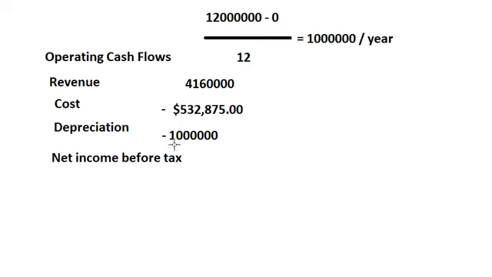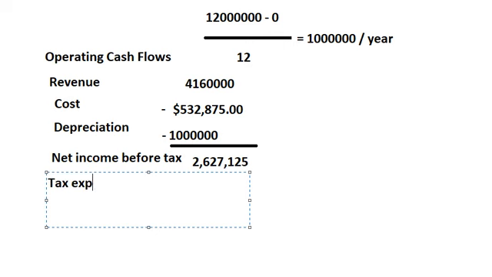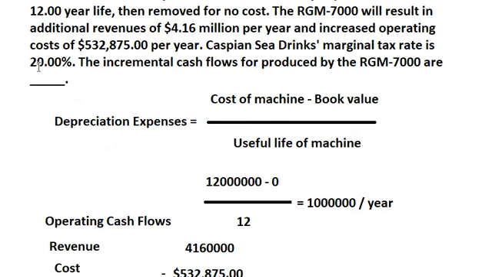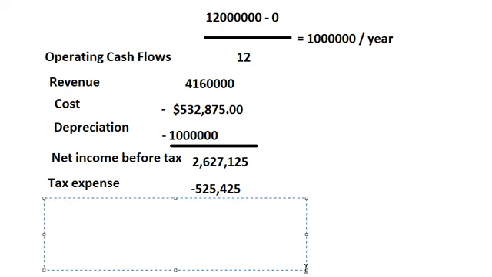So we calculate this one first. And we have 2,627,125. So we have tax expense. To calculate tax expense, we need to use this value in here, multiplied by the 20% marginal tax rate. And this one we have 525,425. And now we have net income after tax.